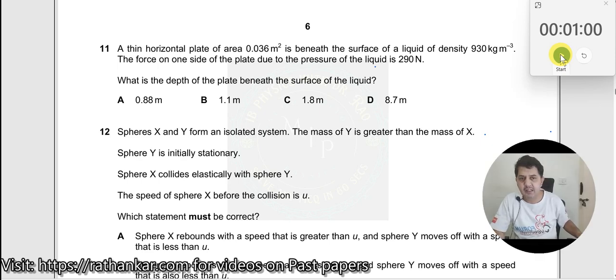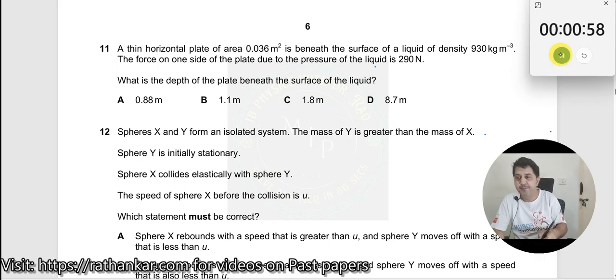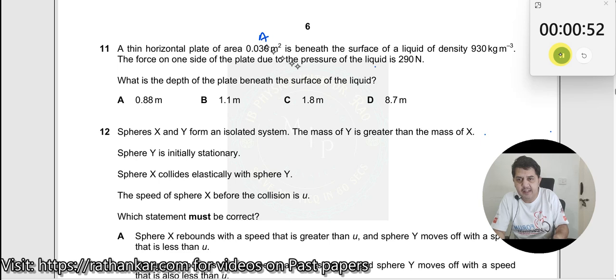Question number 11. A thin horizontal plate of area 0.036 square meter, area is given here, is beneath the surface of a liquid of density rho. Force on one side of the plate, F, is given here. Then what is the depth of the plate beneath the surface of the liquid?